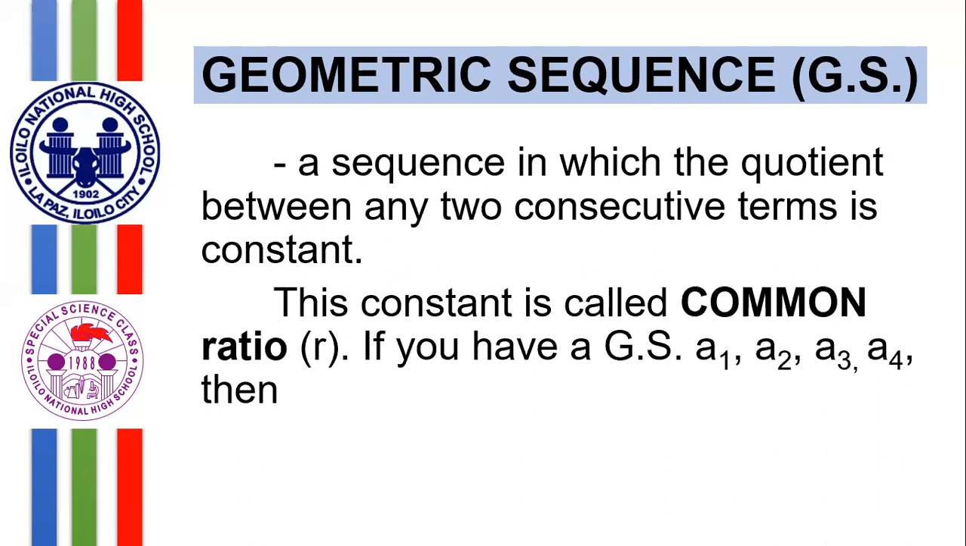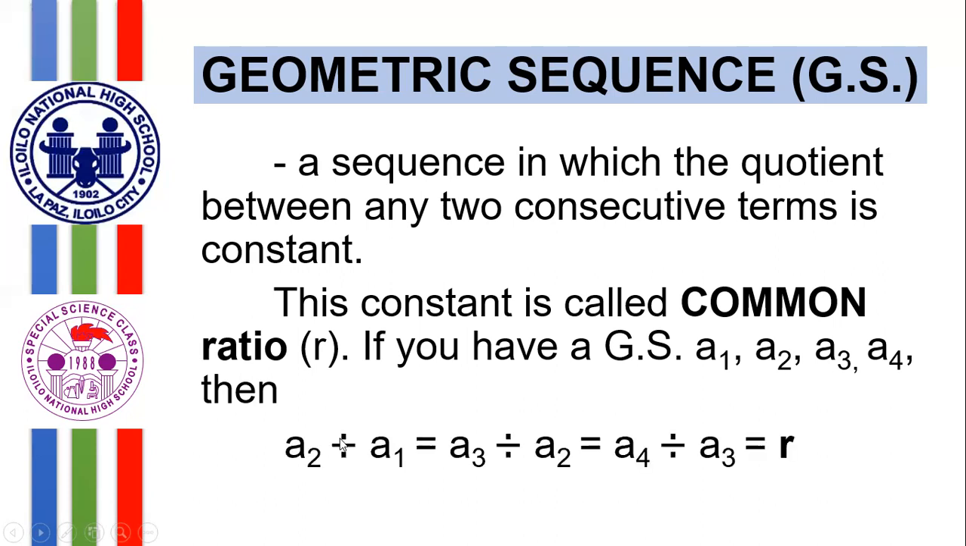And if you have a geometric sequence, for example, let's say we have a finite geometric sequence with terms a sub 1, a sub 2, a sub 3, a sub 4, then if you divide the second by the first, the third by the second, the fourth by the third, and if you continue the pattern, if you divide a sub n by a sub n minus 1, the term immediately preceding it, then you have to get a constant value. And this constant value is what we call common ratio.